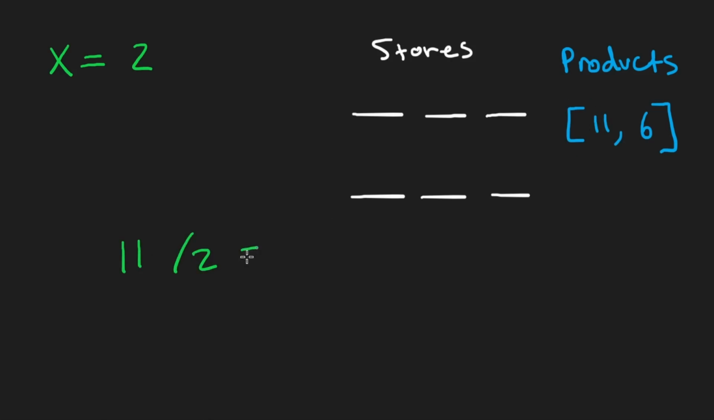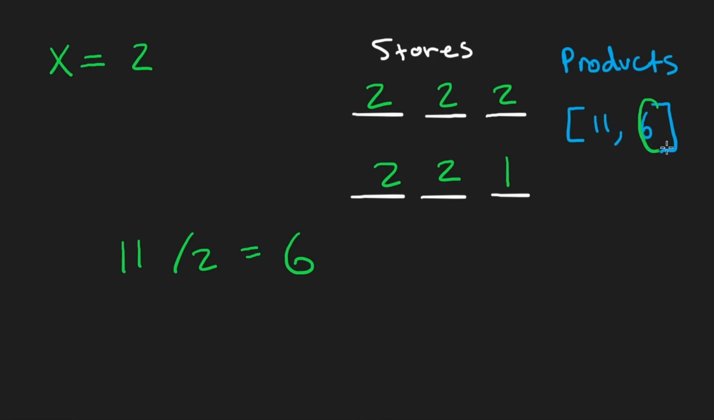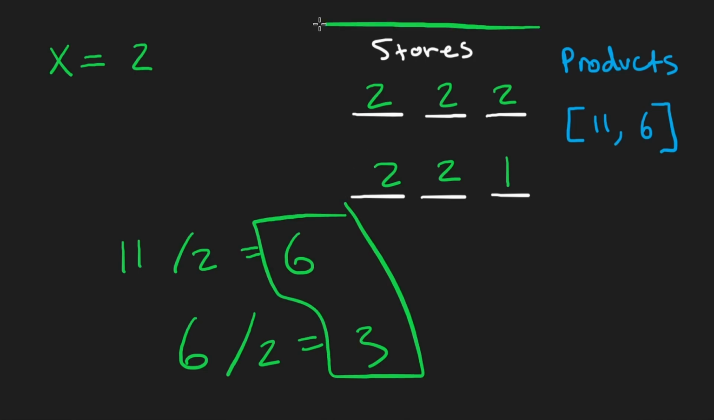11 divided by 2. I'm going to need at least 6 stores for that. It might look something like this: 2, 2, 2, and then a 1 over here. Okay, so all 6 stores already have products. And then I have the second one, 6, and I'm going to divide that by 2 as well, and I'm going to get 3. I need 3 more stores. So this tells me I need 9 stores total, but I only have 6 of them.